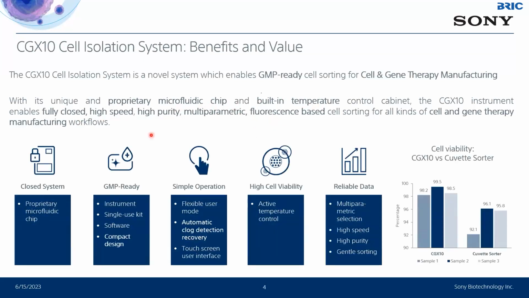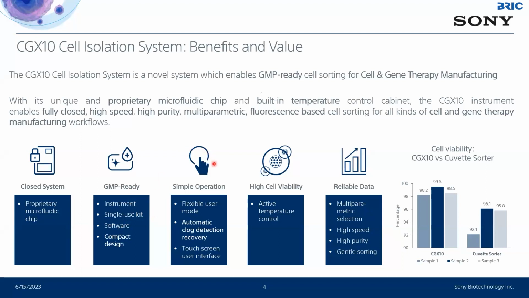The characteristics of CGX10 can be summarized in these 5 main categories. So first, it's a closed system. Using the proprietary microfluidic chip and the proprietary sorting mechanism, we allow sorting of specific cells, single cell sorting, in a closed system. It is GMP ready, both at the instrument level, but also at the single-use kit level, and also on the software level with Part 11 compliance.